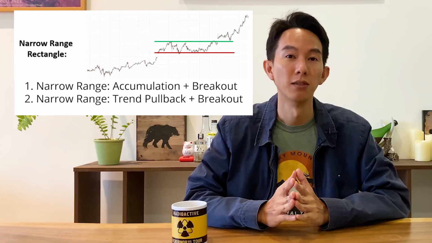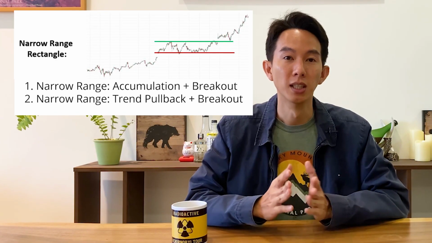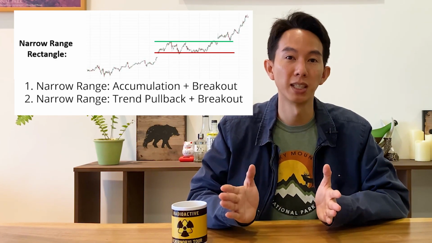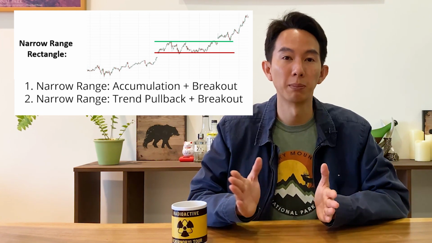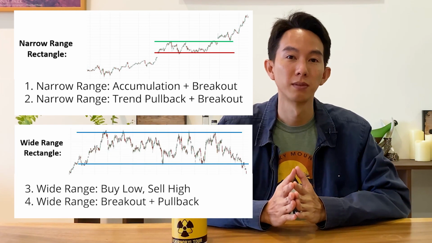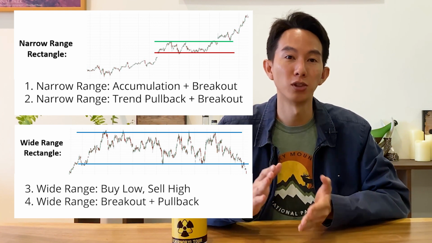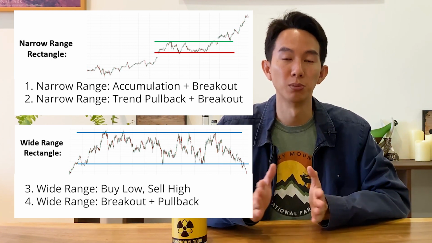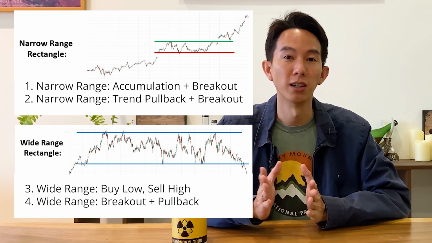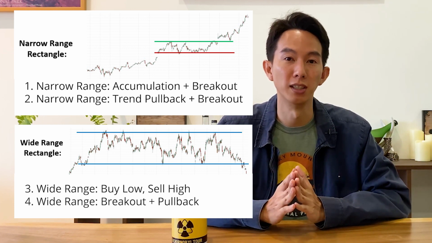There are four main trading strategies, two for the narrow range rectangle and two for the wide range rectangle. For the narrow range, we have the accumulation plus breakout and the trend pullback plus breakout. And for the wide range, we have the buy low, sell high strategy and the breakout plus pullback strategy. Now let's go through each strategy in greater detail.